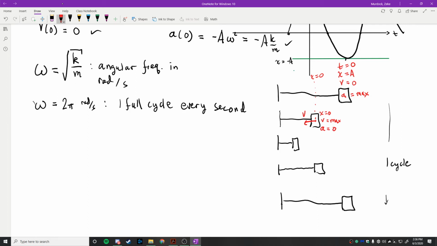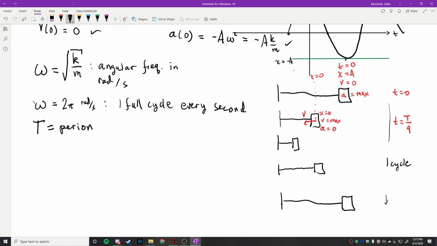And then what time does this occur at? We'll put the times over here, so this is t equal to 0. I'm going to say this occurs at a time equal to 1/4 of what's called the period. I'll tell you what the period is. T represents period. It's a periodic motion.